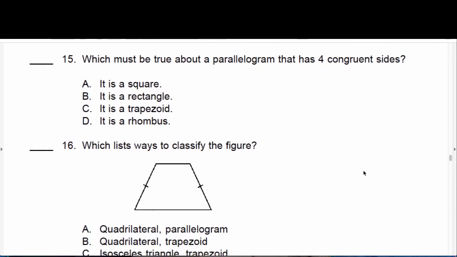Question 15. Which must be true about a parallelogram that has 4 congruent sides? A. It is a square. B. It is a rectangle. C. It is a trapezoid. D. It is a rhombus.